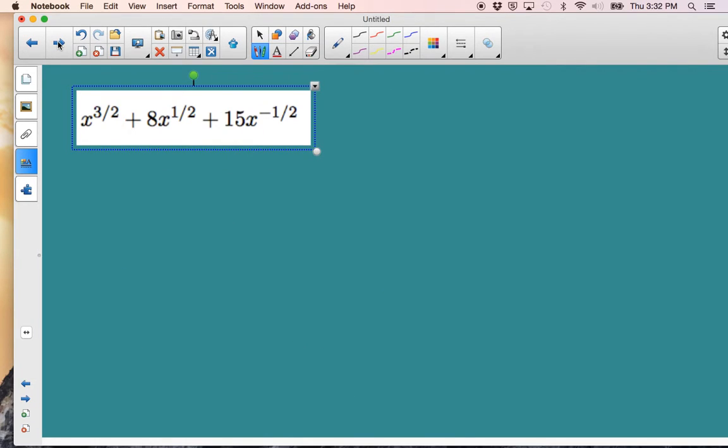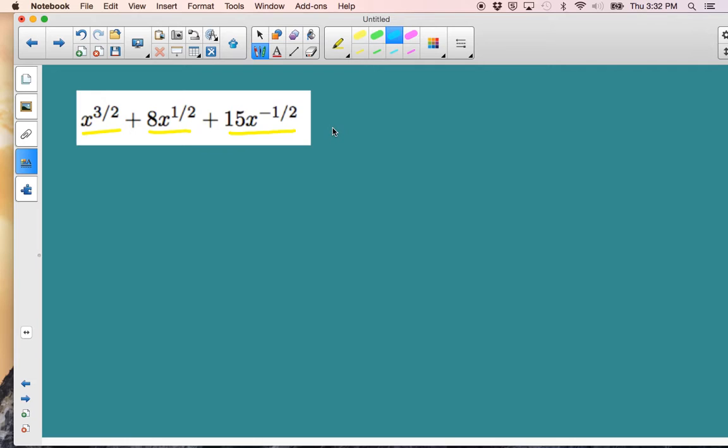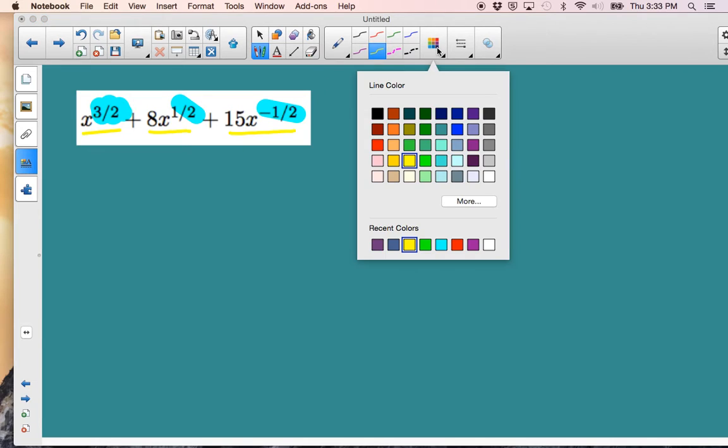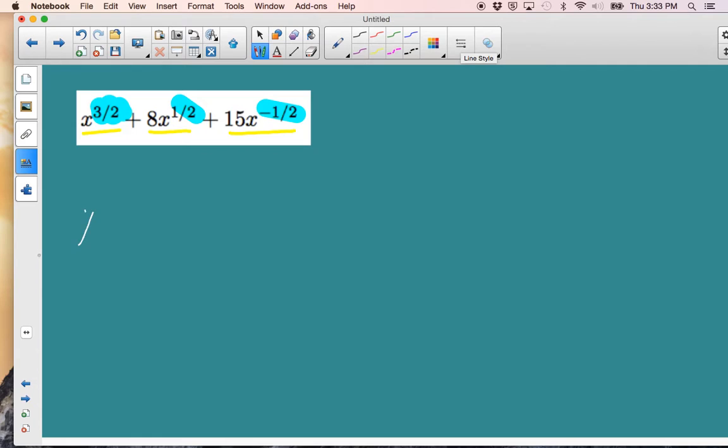Okay, example number 3. So we've got 3 terms here. Term 1, term 2, and term 3. So I look at the exponents and I need to ask myself, well, what is the smallest exponent between 3/2, 1/2, and negative 1/2? The smallest exponent is negative 1/2. So I'm going to factor out an x to the negative 1/2. So my GCF is x to the negative 1/2. That's what I'm factoring out.